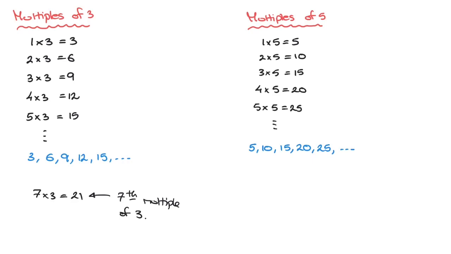And once more, let's say we need to find a specific multiple of 5. For instance, we may be asked to find the 12th multiple of 5. Well, all we would need to do is multiply 5 by 12. That's 12 times 5, which is equal to 60. And 60, therefore, is the 12th multiple of 5.